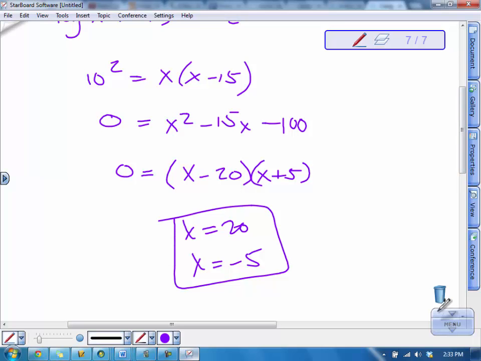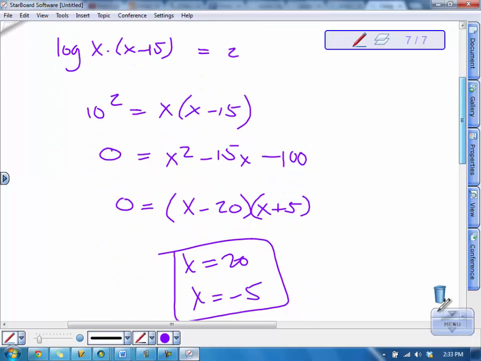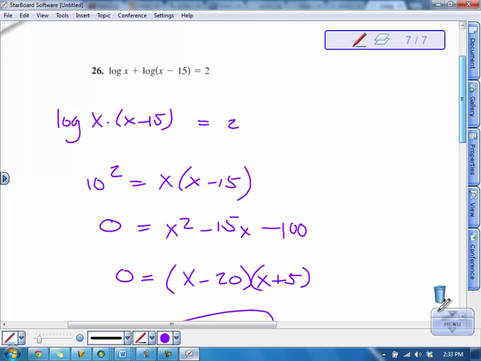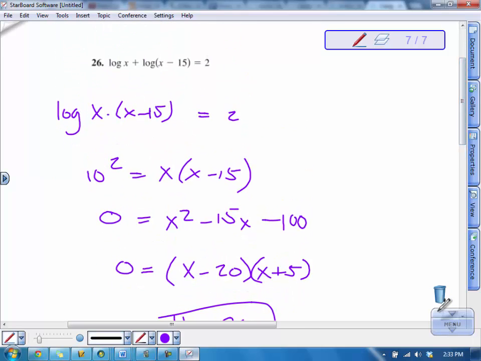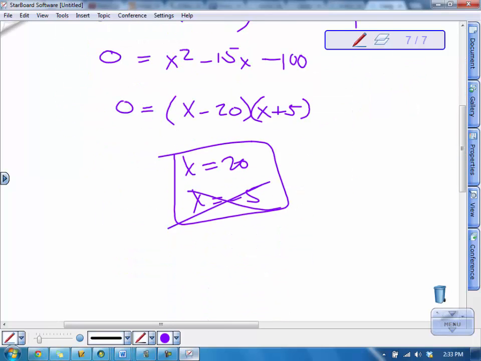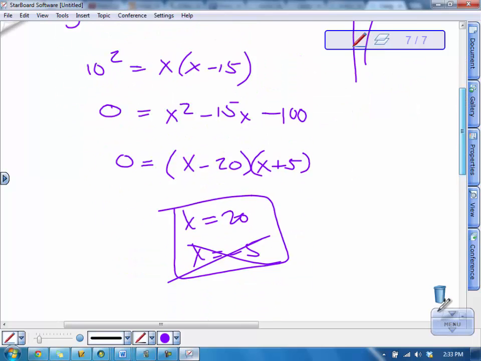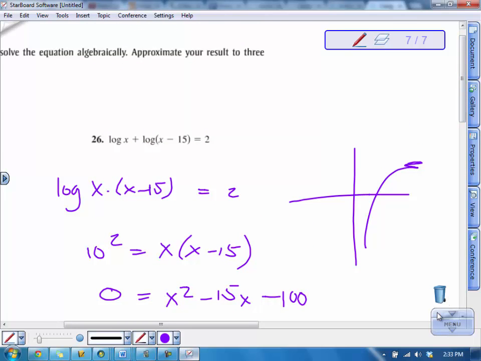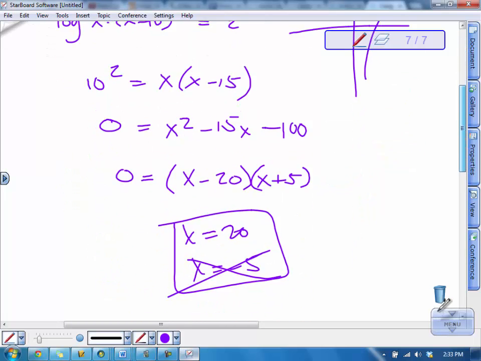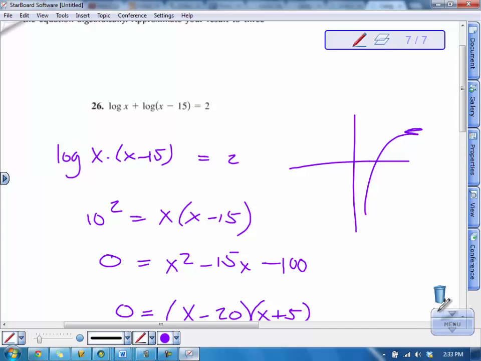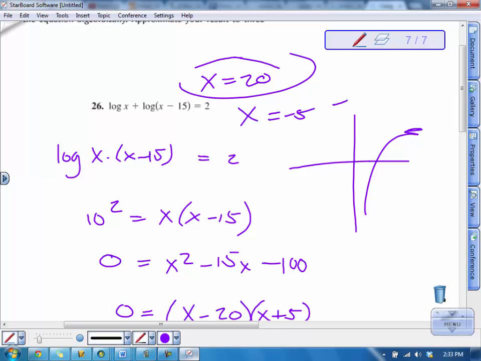And I should check those to make sure they're not extraneous, because one of them could be. So I'll just try. Actually, log of negative 5. I know a log looks like this. I know it's not defined back here. It's not in the domain. So I'm guessing this is extraneous. It is extraneous. Because that's going to give you an error when you type in log of negative 5 in your calculator. But the log of 20 is okay, so 20 is a solution. So there's only one solution, x equals 20 for this one. Okay, x equals negative 5 is extraneous.